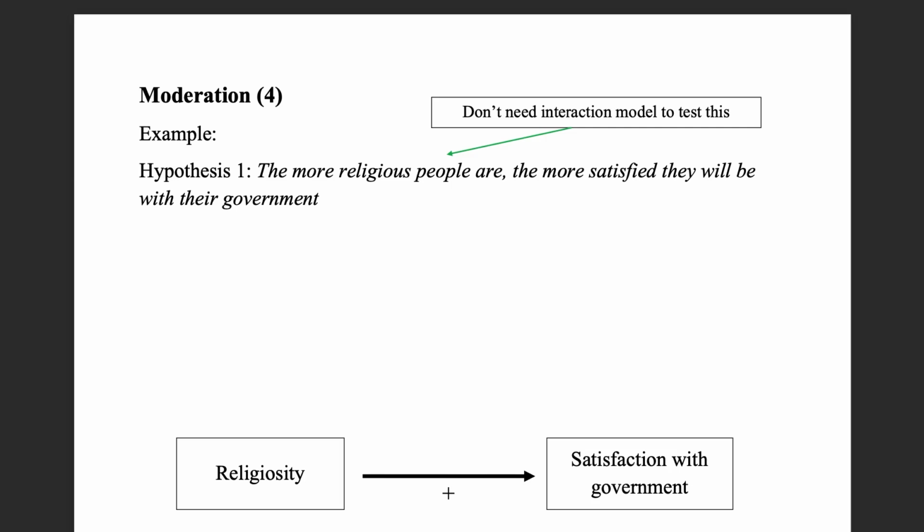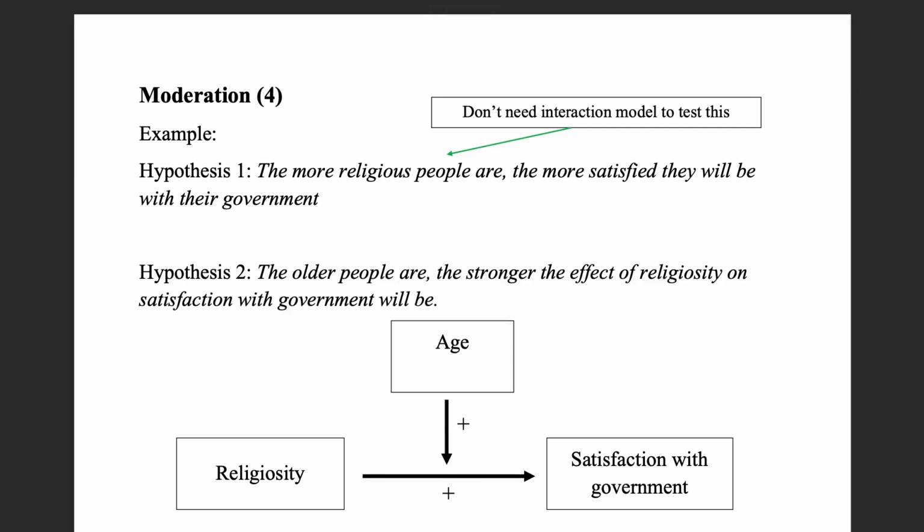But now let's suppose that our theory also tells us that this mechanism that connects religiosity to satisfaction with government is conditional on age. So how strong this theoretical mechanism works depends on how old people are. And maybe based on our theory, we say, well, the older people are, the stronger that effect of religiosity on satisfaction with government will be, for whatever theoretical reasoning. If the theory is correct, then you should see this positive effect of religiosity on satisfaction with government more with older people than with younger people.